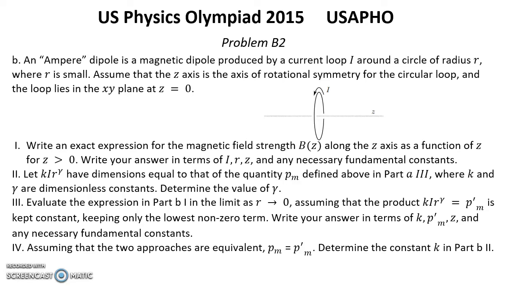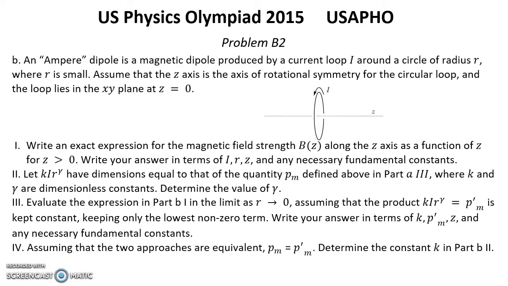Question 3. Evaluate the expression in part B1 in the limit as r going to 0, assuming that the product k I r to the power gamma, equal to Pm prime, is kept constant, keeping only the lowest non-zero term. Write your answer in terms of k, Pm prime, z, and any necessary fundamental constants.